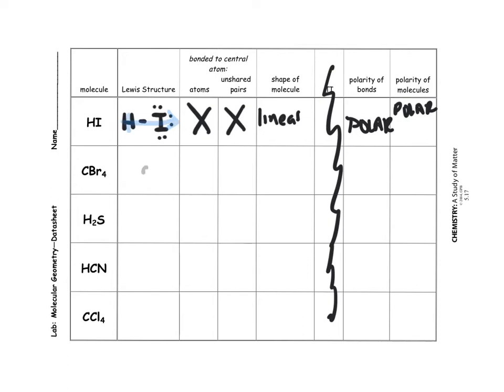The next molecule is CBr4. Sorry, I got to switch to the pen here. So there's C, Br, Br, Br. There's not a ton of room here.